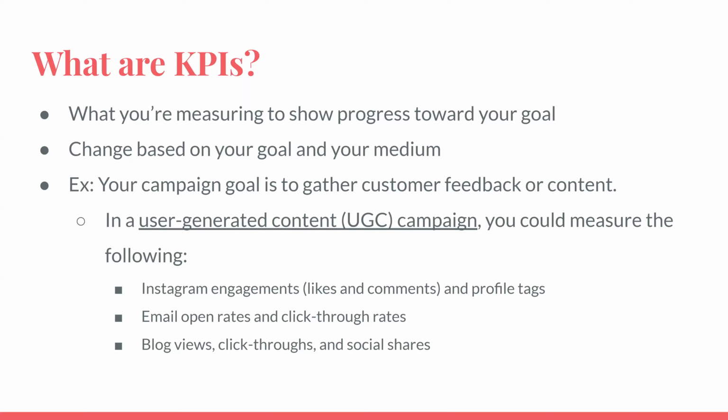So, for example, if we say that our campaign goal is to gather customer feedback or content in a user-generated content campaign, you could measure things like Instagram engagements. What are engagements? Well, that's usually likes, comments, follows, that kind of thing, profile tags. You could also, if you're focusing on user-generated content from emails, check email open rates and click-throughs. So times that people clicked on links in the emails. Also blog views, clicking on links in there, or shares on social media.